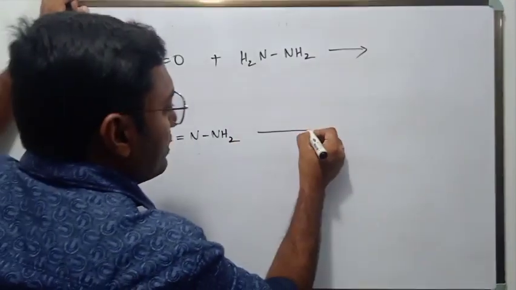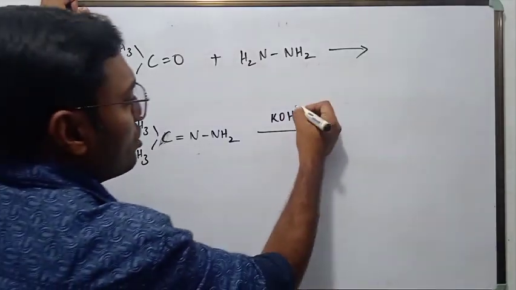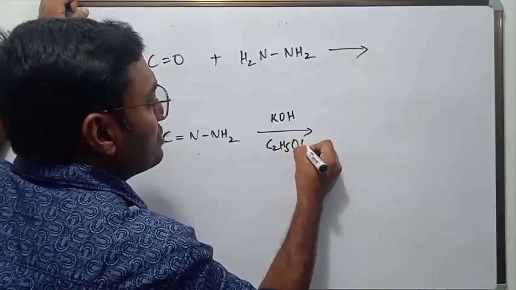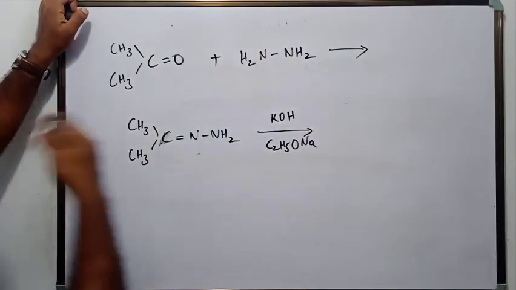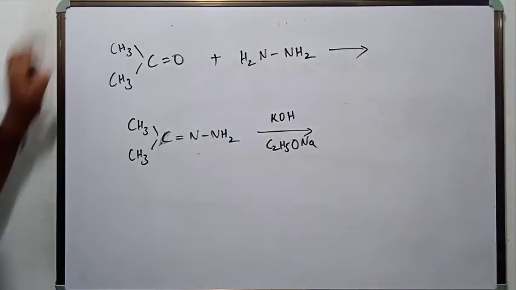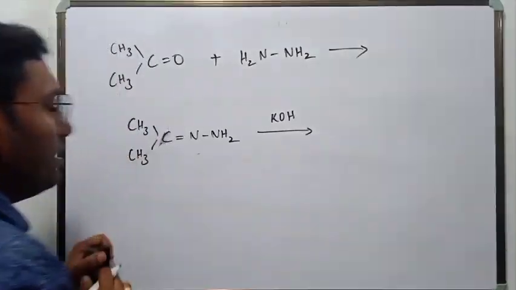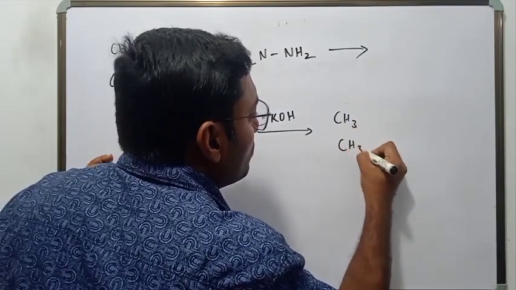This on treatment with a strong base like KOH, or you can use C2H5ONa, anything you can use. In some books it is written C2H5ONa, sodium ethoxide. In other books you will see potassium hydroxide. So I am using KOH here. Then what will happen? It will lead to alkane.